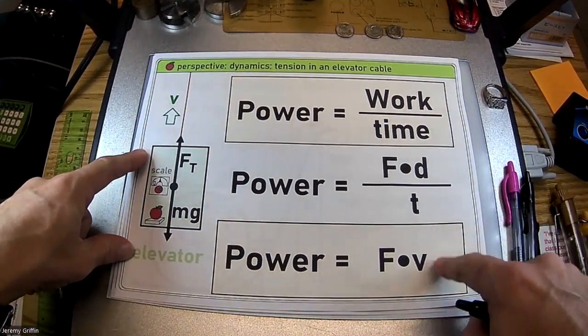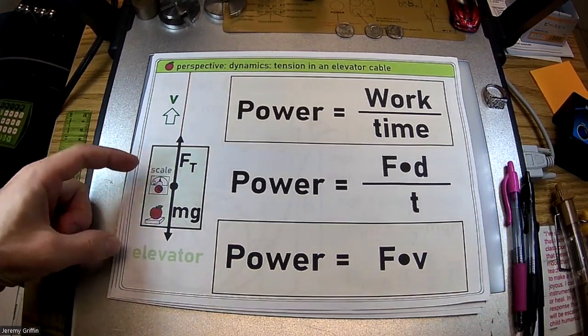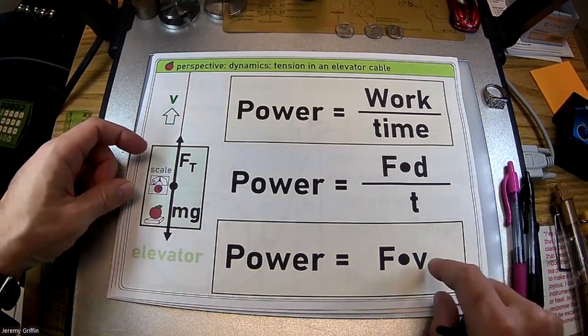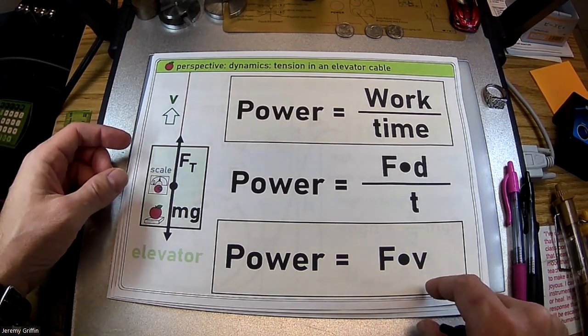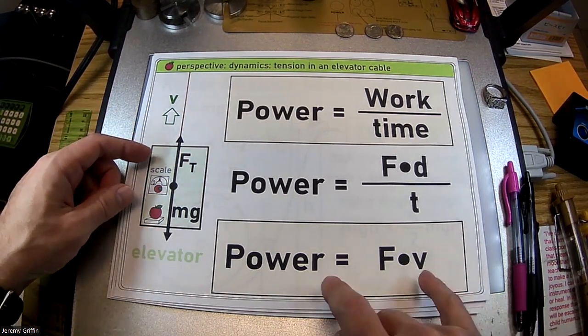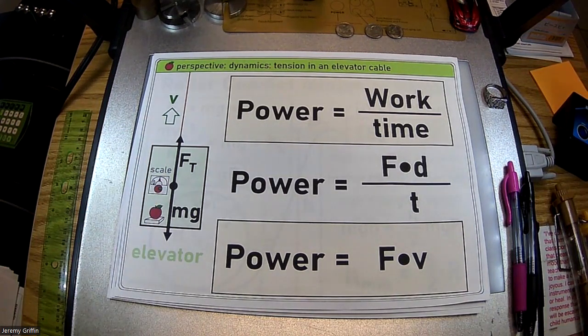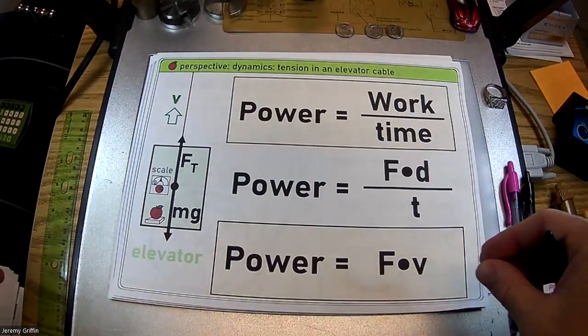Actually, to add on to this a little bit, if the elevator is accelerating, then the speed is not constant, which means the power would also not be constant. So if you have an accelerating situation, then this would be the power at a particular instant, but that would always change. And I've seen that question be asked too.